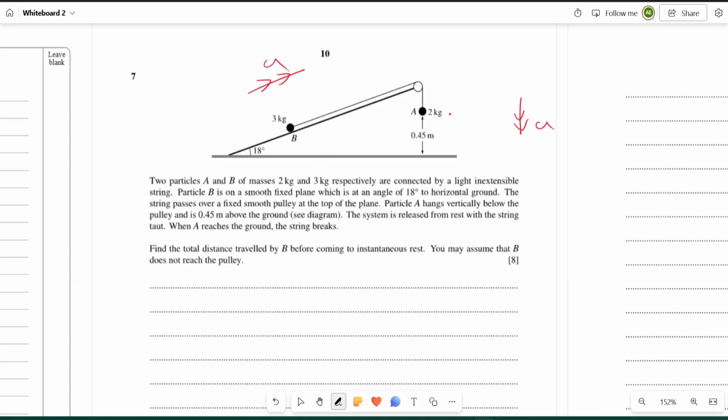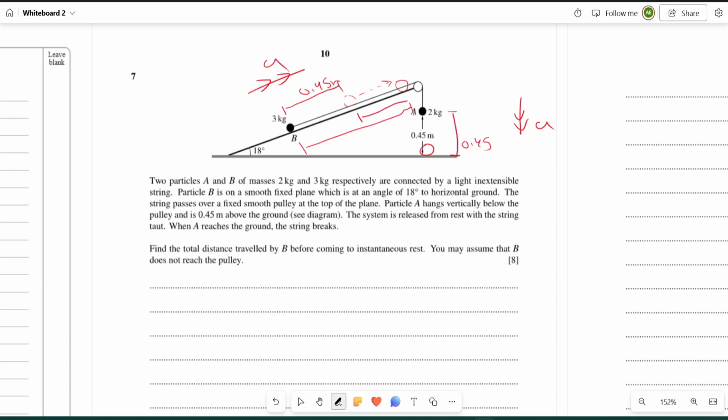Again, what's going to happen? A is going to move this bit, which is 0.45, and B is going to move the same distance, 0.45 meters. At this point, B is going to be here. A reached the ground, so A stopped moving and the string breaks. There is no longer a tension pulling B. However, B has inertia, so it's going to continue moving a little bit to the top until it stops. And the question wants us to find all of this distance. So we've already solved half of the question by knowing that this part is 0.45.